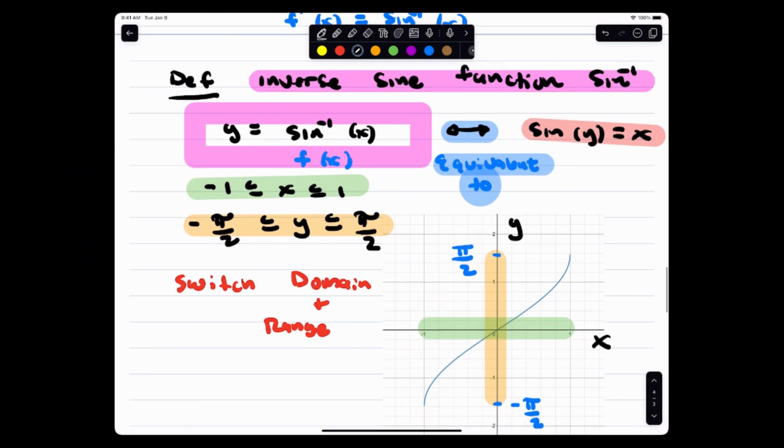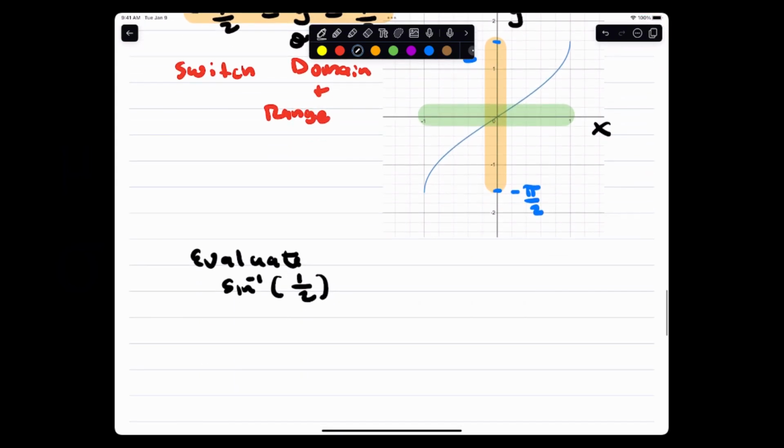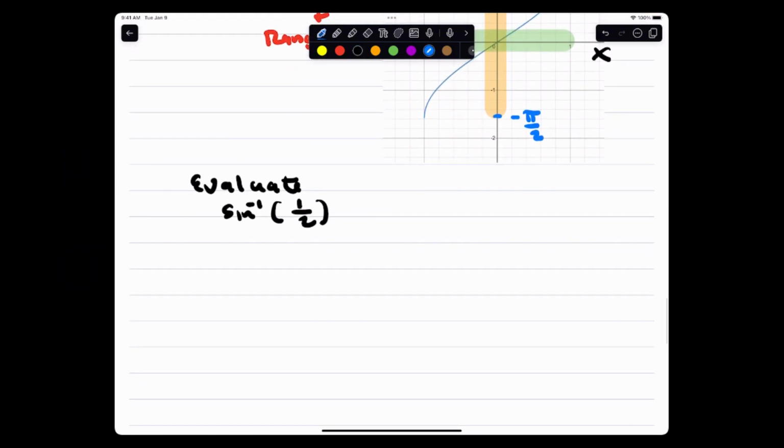And you might say, what is going on here? Well, y is now theta because we switched domain and range. So what I like to do when I do this is follow this process. You can say let y be inverse sine 1/2, but sometimes I just say let theta be inverse sine 1/2. You guys with me on that?